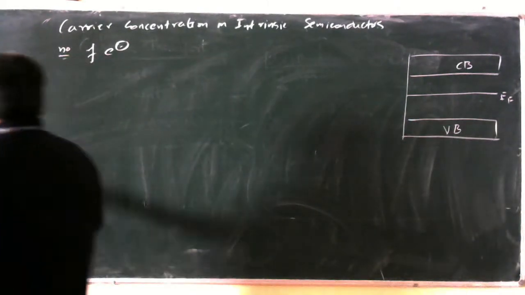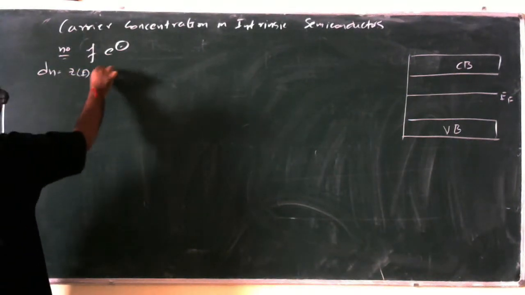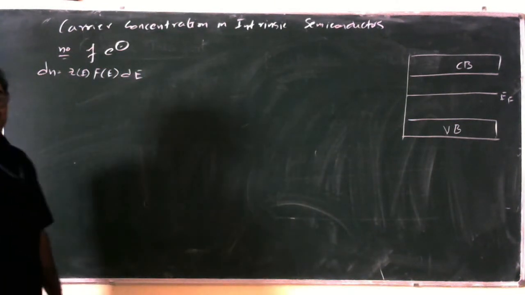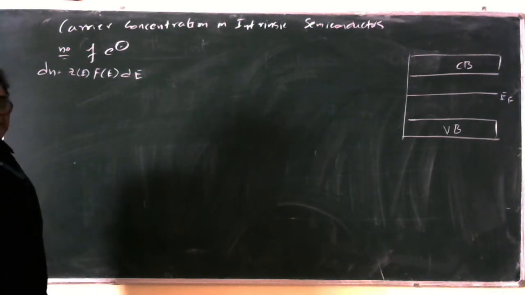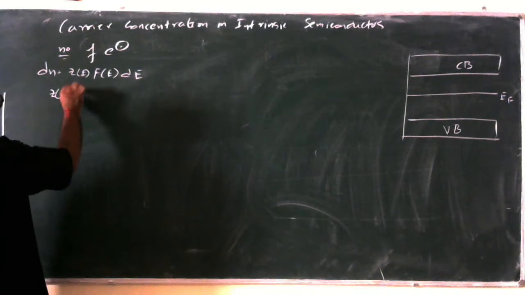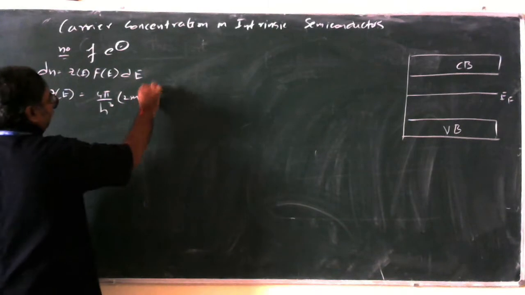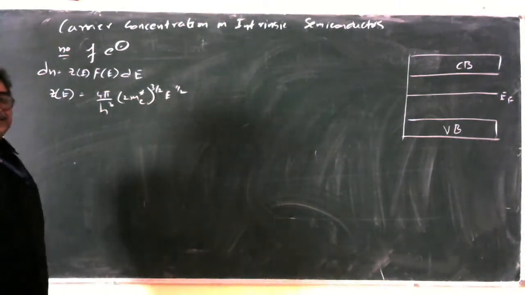The number of free electrons is given by dn equals Z of E into f of E into dE, where dn is the number of free electrons, Z of E is the density of states, f of E is the Fermi function, and dE is the difference of the energy in which we are going to calculate the number of free electrons available. The density of states is given by Z of E equals 4 pi by h cube into (2 m_e star) whole power 3 by 2 into E power 1 by 2.